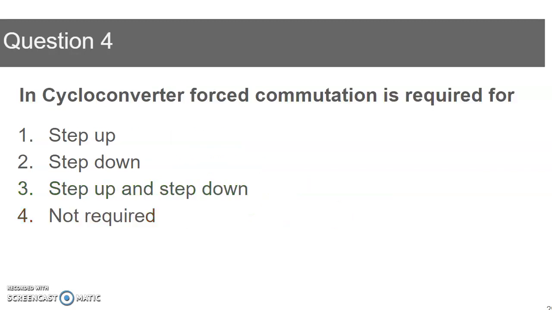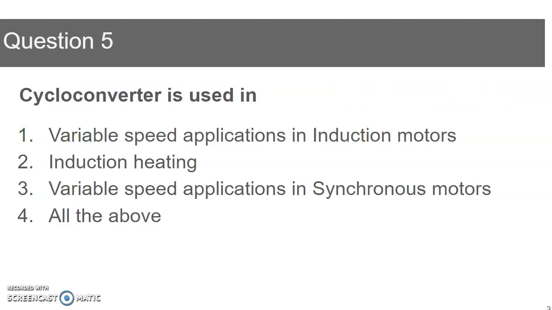In cycloconverter, forced commutation is required for: step up, step down, both step up and step down, or not required. So it is required only for step up, not for step down. Cycloconverter is used in variable speed applications in induction motors, induction heating, variable speed applications in synchronous motors, all of the above. The right answer is all of the above.